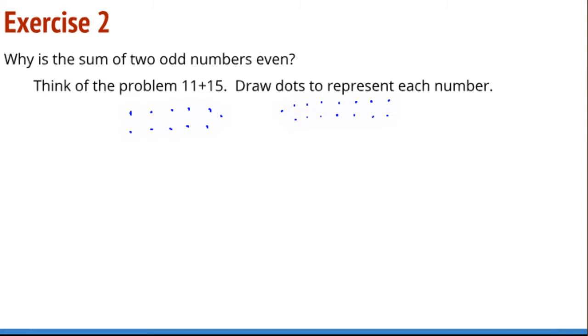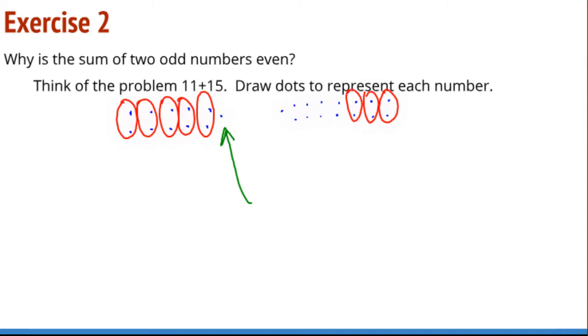So as we look at what makes a number odd, I said numbers that are not even are odd, but let's explore for a moment what that means. If a number is even, I can make pairs of 2 and have no leftovers. So I've used my 11 here. I've gone and made pairs of 2, but I have a leftover dot. So this number is odd. With the 15, I have done the same thing. I have made pairs of 2.